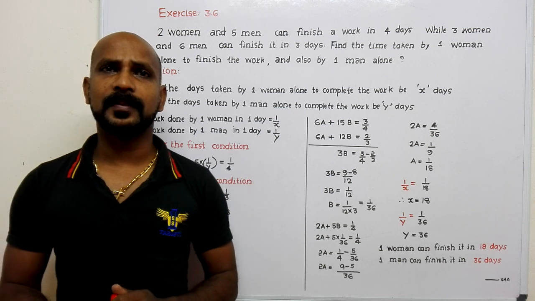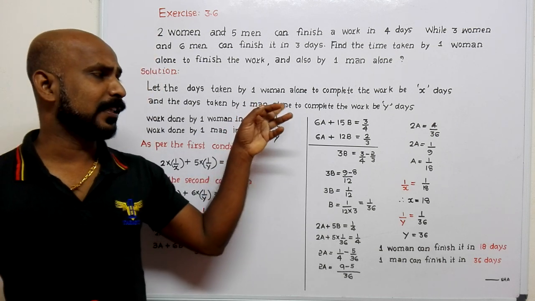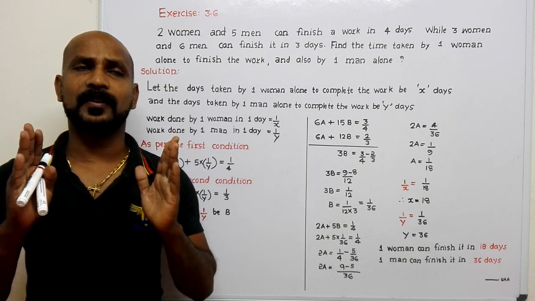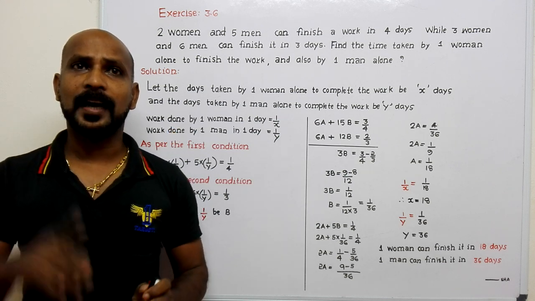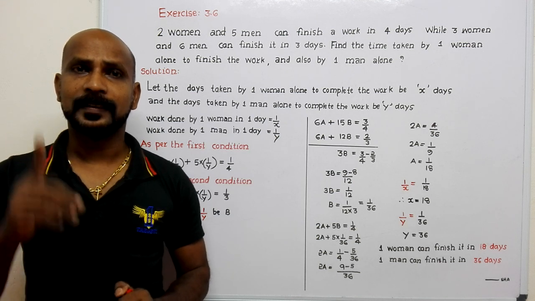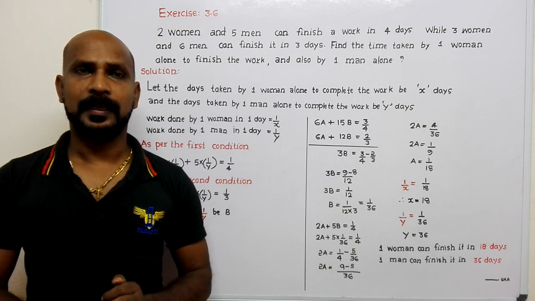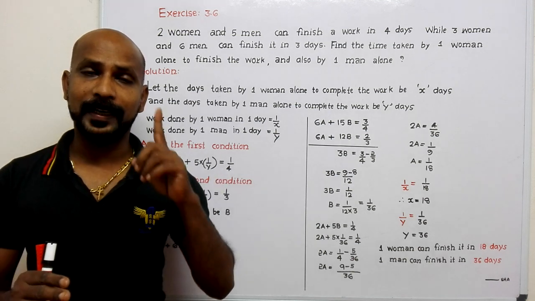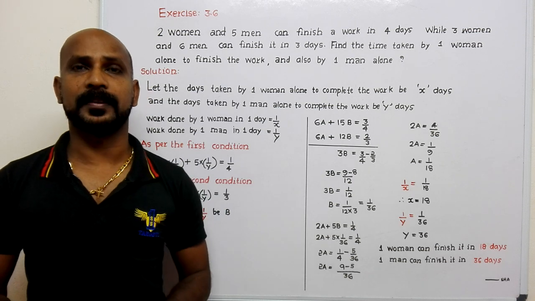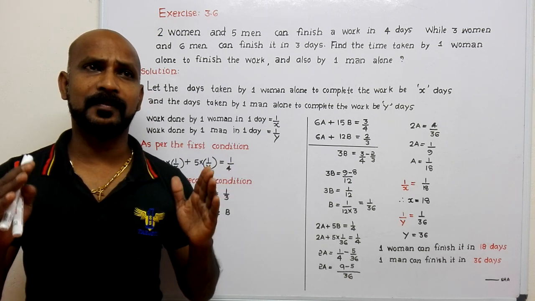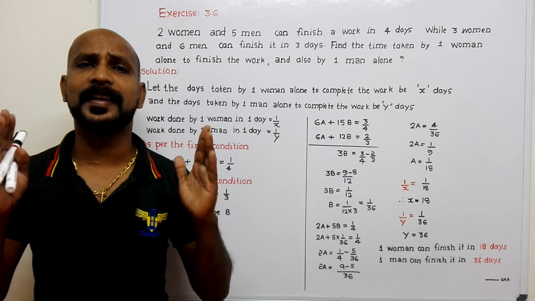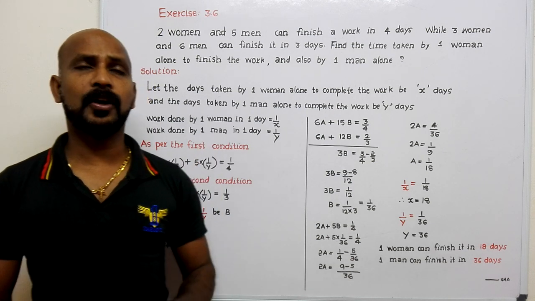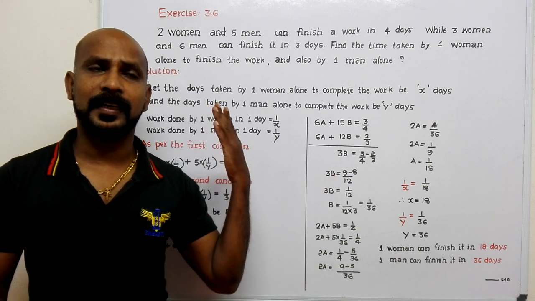Now we know that 1 woman can complete the work in x days. It means, suppose a person can complete the work in x days, what fraction of the work is done in 1 day? That is 1 by x work. Another example I will give. If I am able to complete a work in 10 days, in 1 day I can complete 1 by 10 of the work. If I am able to complete a work in 100 days, in 1 day I can complete 1 by 100 of that work. So this should be converted into 1 day's work.